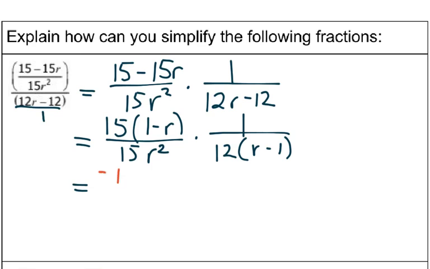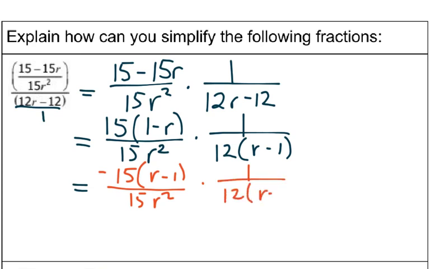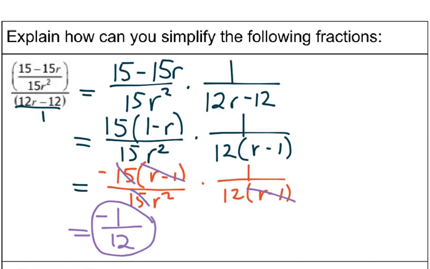So we're going to get negative 15 times (r minus 1) over 15 r squared, times 1 over 12 times (r minus 1). Now we can cancel out r minus 1. We can cancel out the 15s. And what's left is my answer. So I have negative 1 times 1 in the numerator and only 12 in the denominator. And that's my final answer.